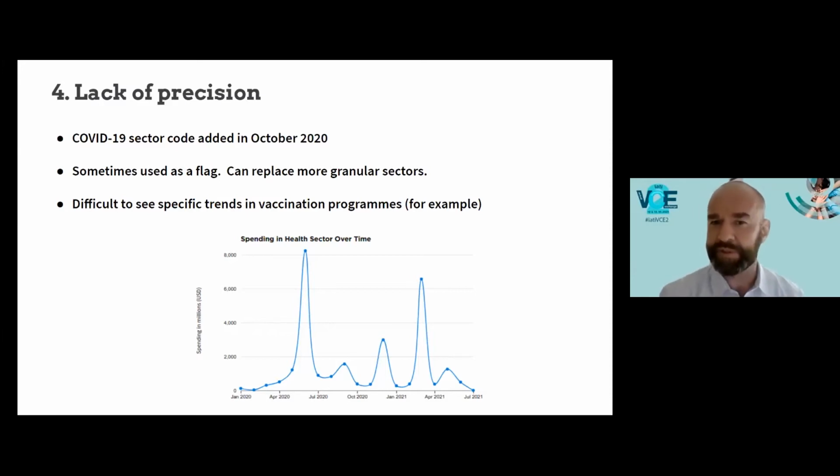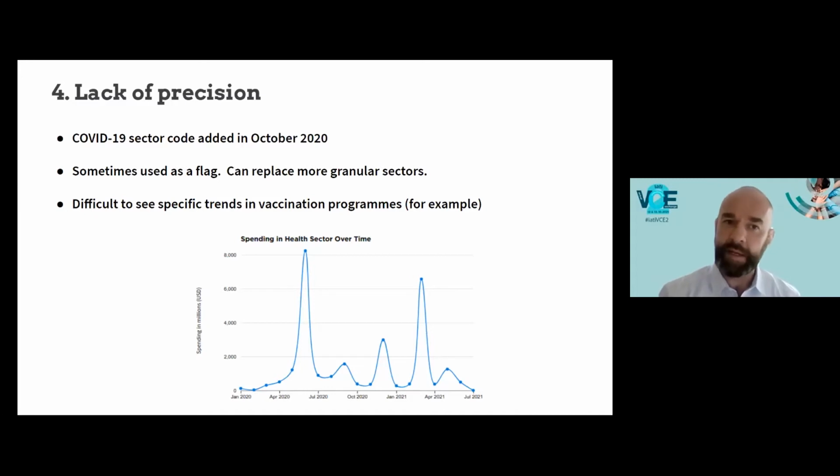that sector code was used as a flag, and it could replace more granular sectors. So if an activity were about education, suddenly it's all about COVID. So this lack of precision meant it was difficult to see where's the trends on vaccination, for example, or where's the trends in other elements of COVID. As we all know, COVID has taken and influenced and negatively influenced many parts of our society. So having one sector code just for COVID seemed a bit unhelpful for us in trying to understand deeper trends.